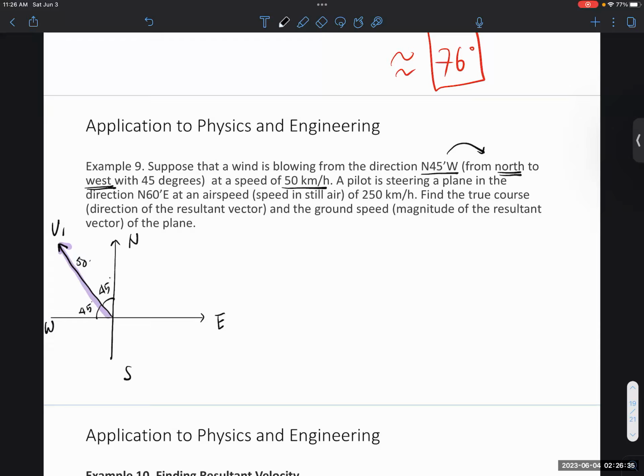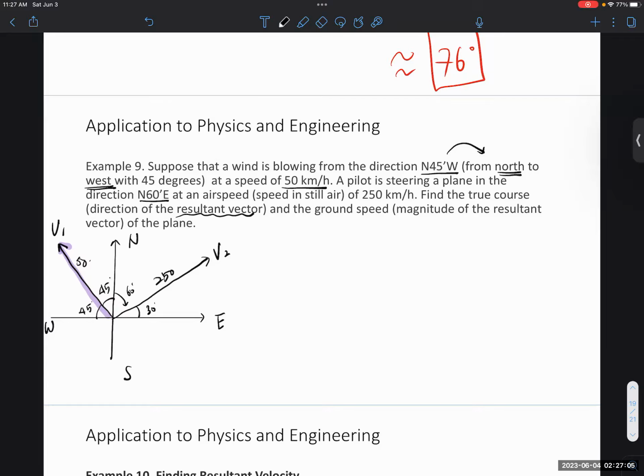Second vector, from north to east, creating 60 degrees. This is going to be vector 2. So this is 60, and that is going to be 30 degrees, correct? The magnitude is much longer, 250. We're going to find the resultant vector, the true course, the summation.